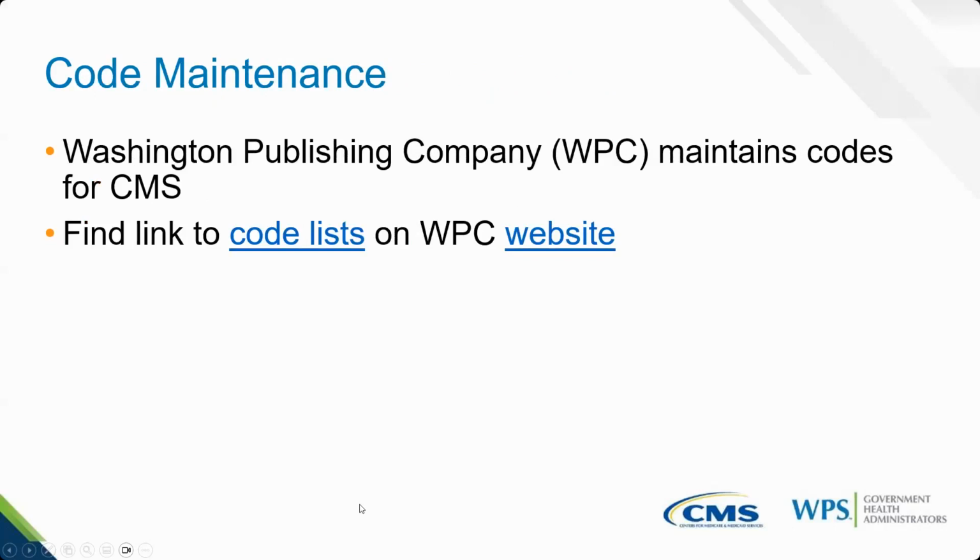Now you can find code lists on the Washington Publishing Company's website. That contractor maintains those codes for CMS. You can find the code lists on their website, and I've included links to those resources for you here on this slide. Now we do understand that some of those codes may be cryptic and some of them may seem to be out of date.